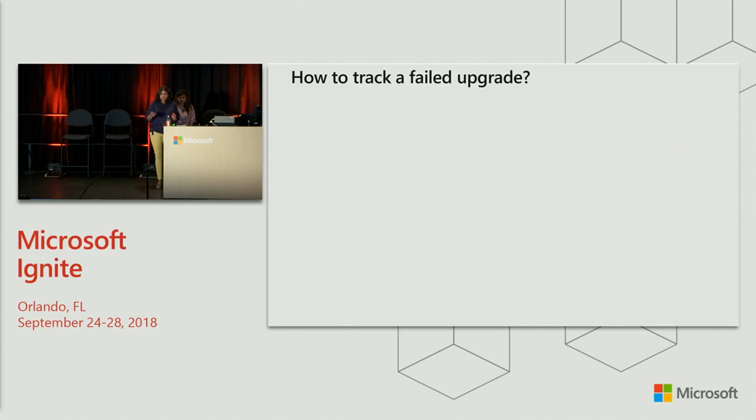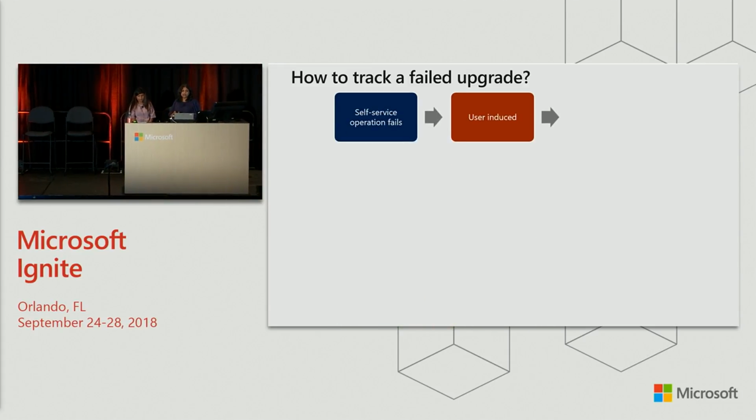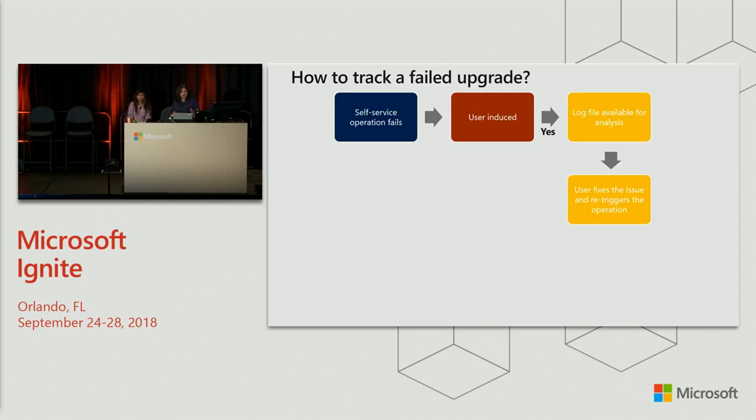So a little bit about the failure and how failures are especially tracked in the self-service flow. Essentially, when the self-service operation fails, and this actually applies to all self-service operations, we will start with upgrade, but it does apply to all others. So if the operation fails, the first thing that we check is, is it a user-induced error? So if it's some error that was caused by what you gave as an input parameter.